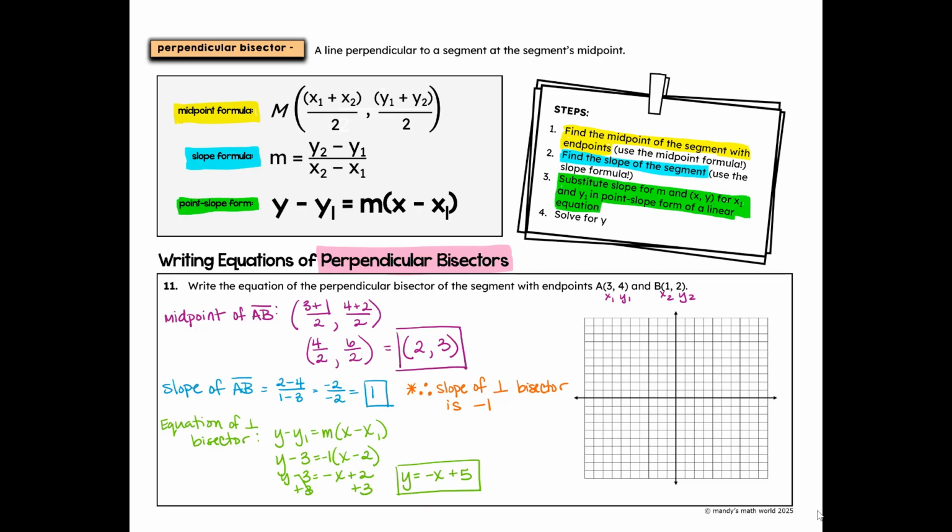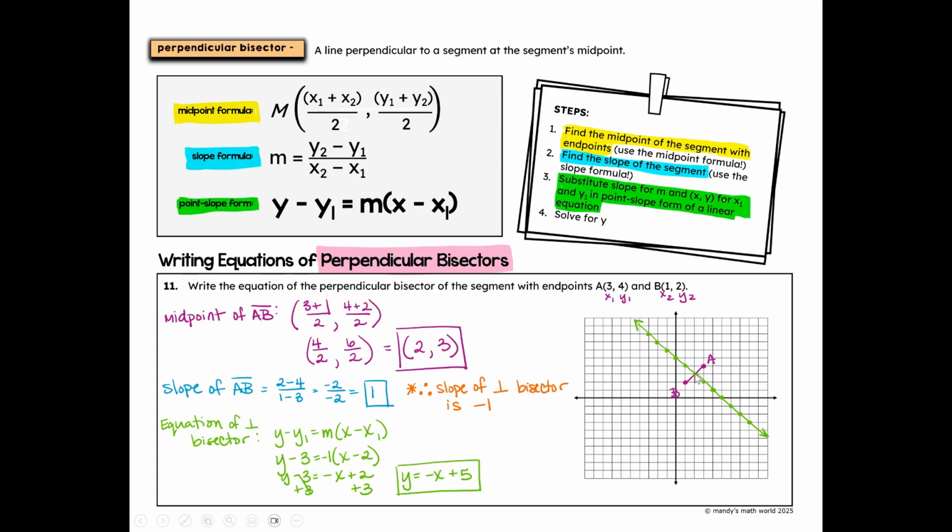So now let's graph it. First, I'm going to graph segment AB. A is at (3, 4), so left 3, up 4, that's A. B is at (1, 2), right 1, up 2, that's B. It's a segment, and these are the endpoints. You can graph that now, and if you need to pause the video, go ahead and do that. I can see the midpoint is going to be at (2, 3), right 2, up 3.